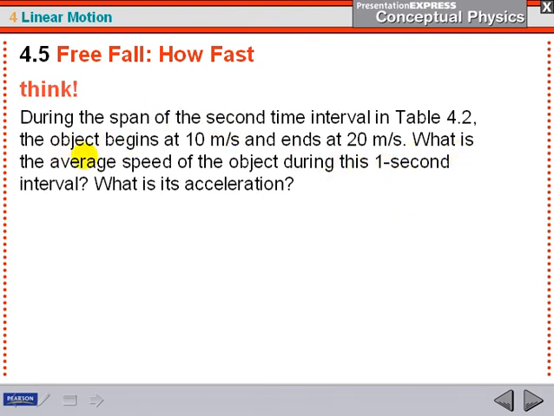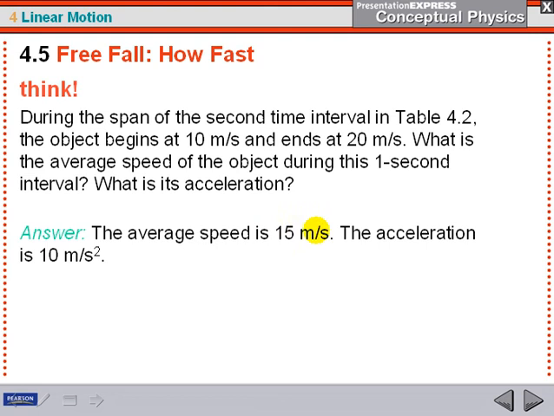So let's do a little math right here. An object begins at 10 meters per second and ends at 20 meters per second. What is the average speed of the object during this 1 second interval? What is its acceleration? Well, to find the average speed, you would take the initial velocity and the final velocity, add them together, and divide by 2, which would give you 15 meters per second. The acceleration during this trip is always going to be 10 meters per second squared because it's undergoing force due to gravity.